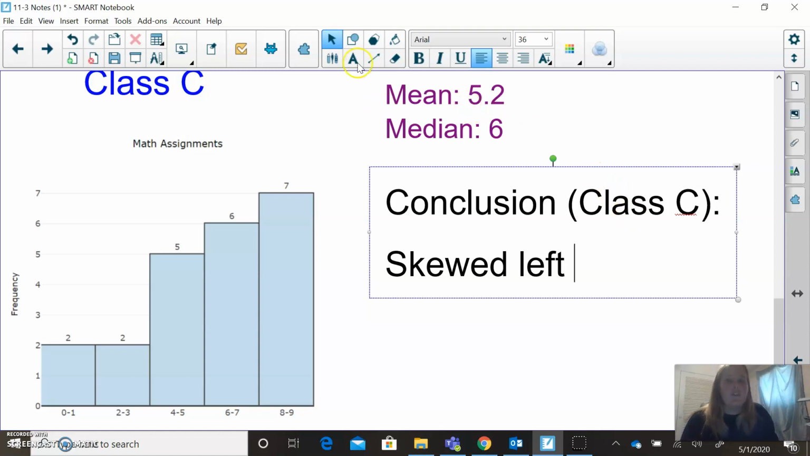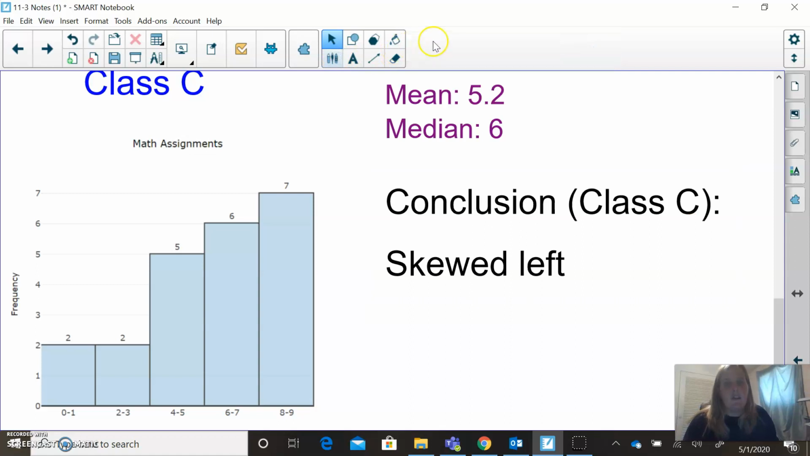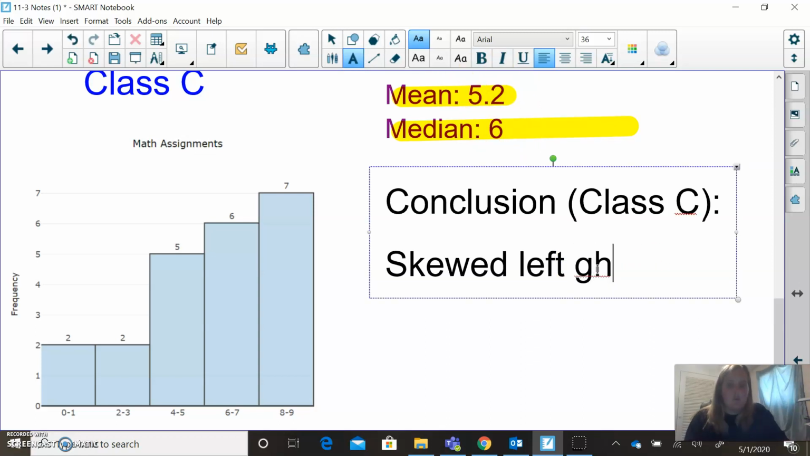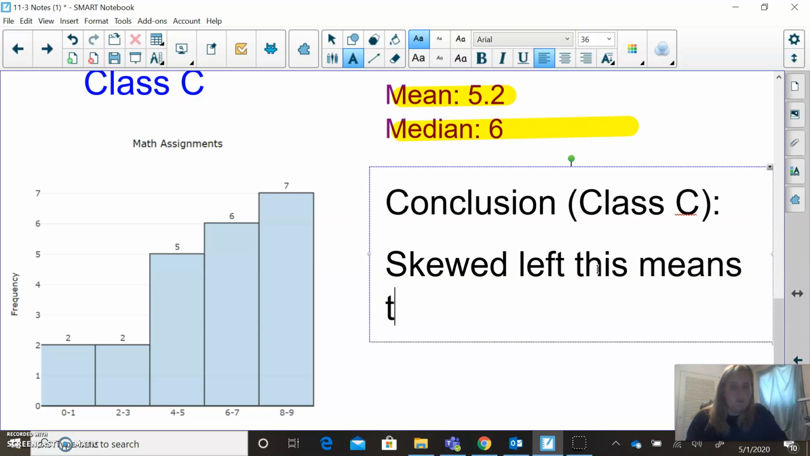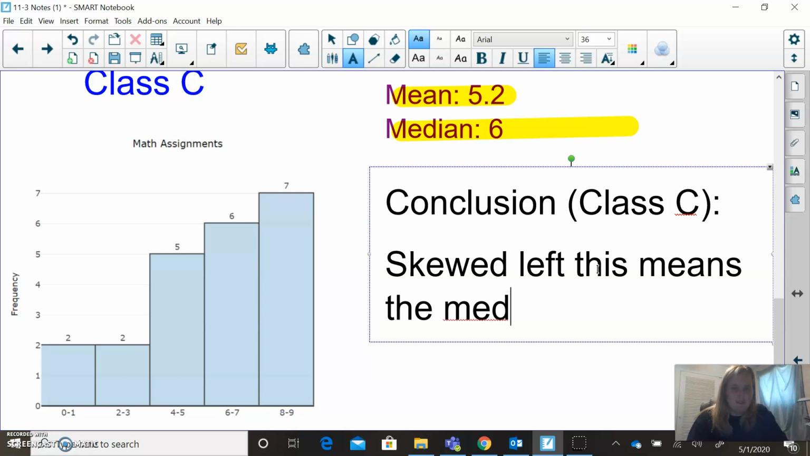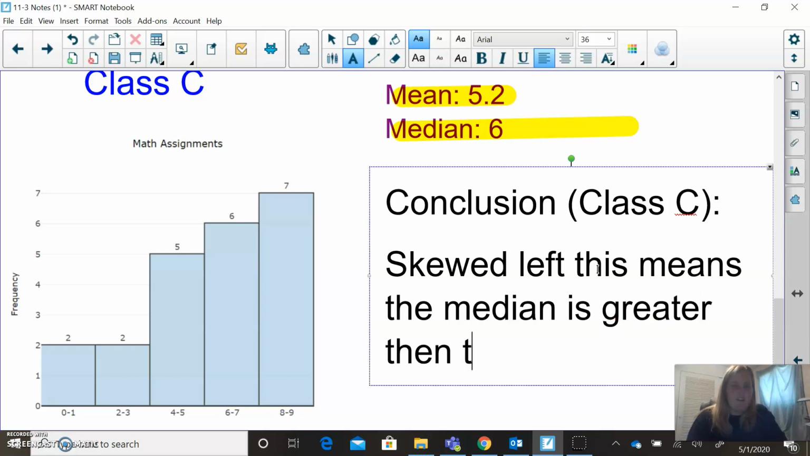So if you look, I want you to take a glance over at our mean and our median. Take a look at that, the mean and the median. The median is greater than the mean. Sorry, this means that the median is greater than the mean.